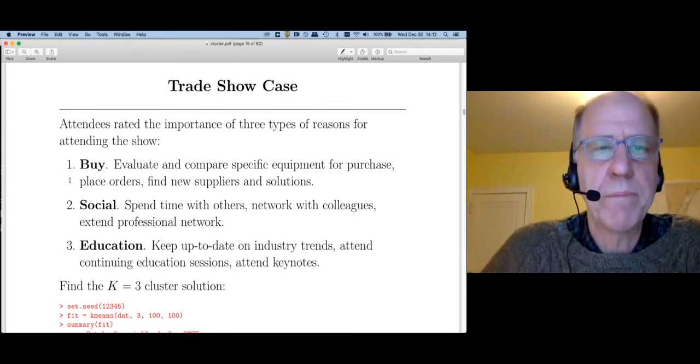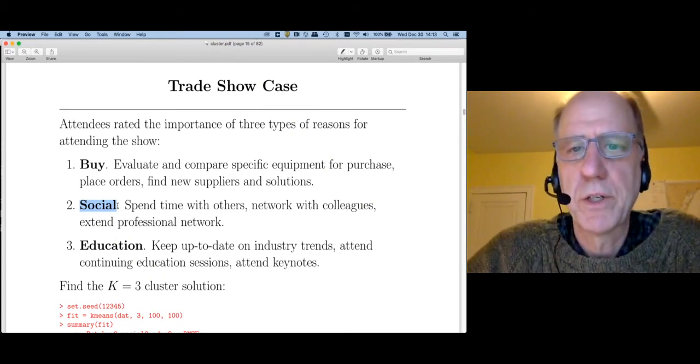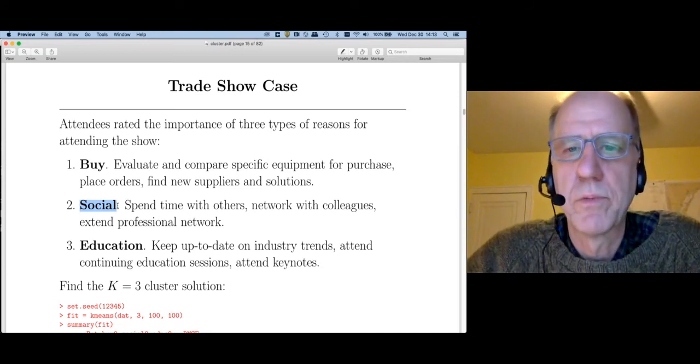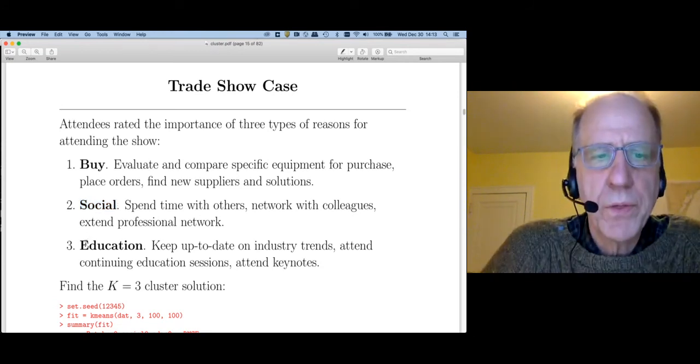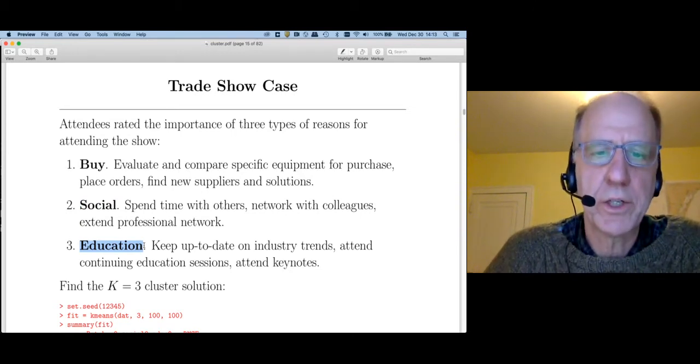Another reason that people go to a conference is for social reasons. So perhaps they want to meet up with other professionals in the industry, they want to build their network, or perhaps just renew old friendships. A third reason is more around education.